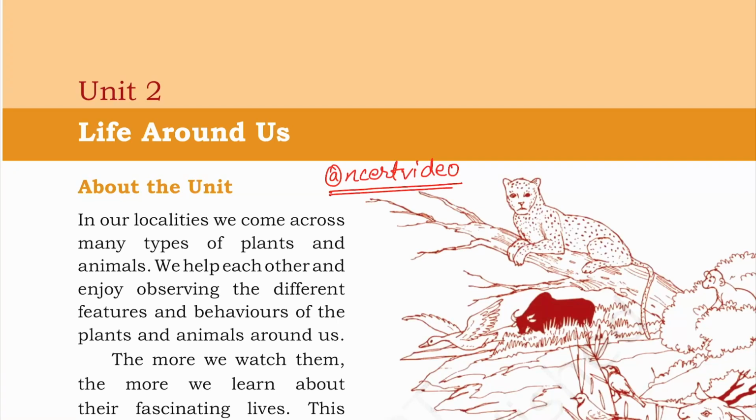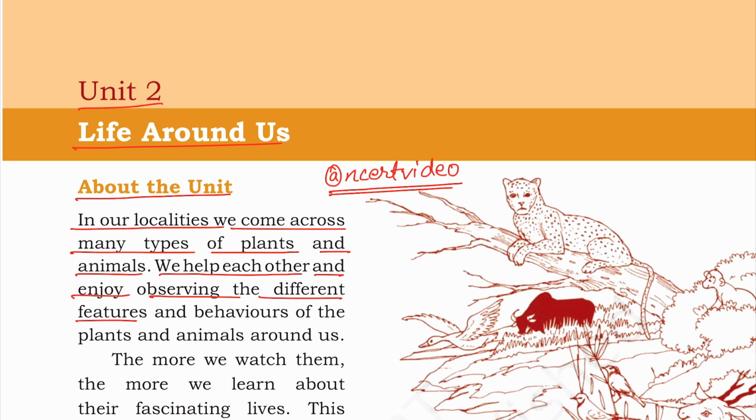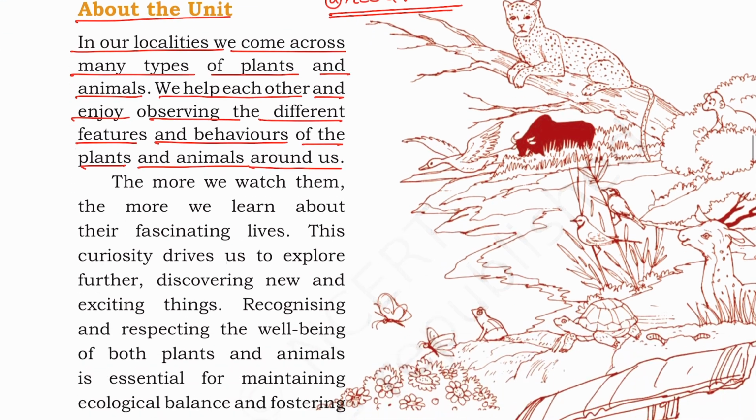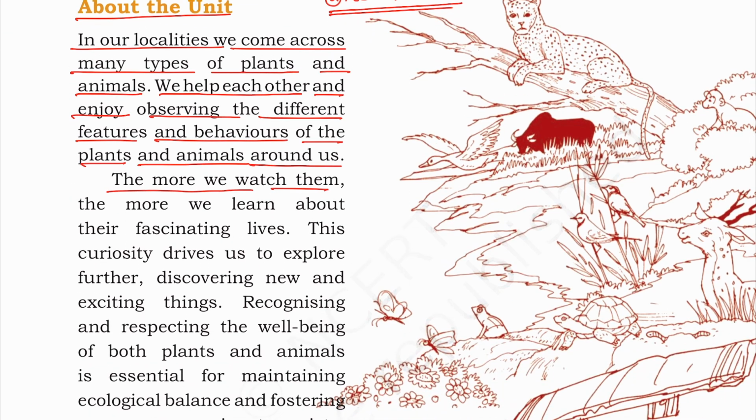NCERT video welcomes you. Today we are going to start Unit 2, Life Around Us. About the unit. In our localities, we come across many types of plants and animals. We help each other and enjoy observing the different features and behaviors of the plants and animals around us. The more we watch them, the more we learn about their fascinating lives. This curiosity drives us to explore further, discovering new and exciting things.